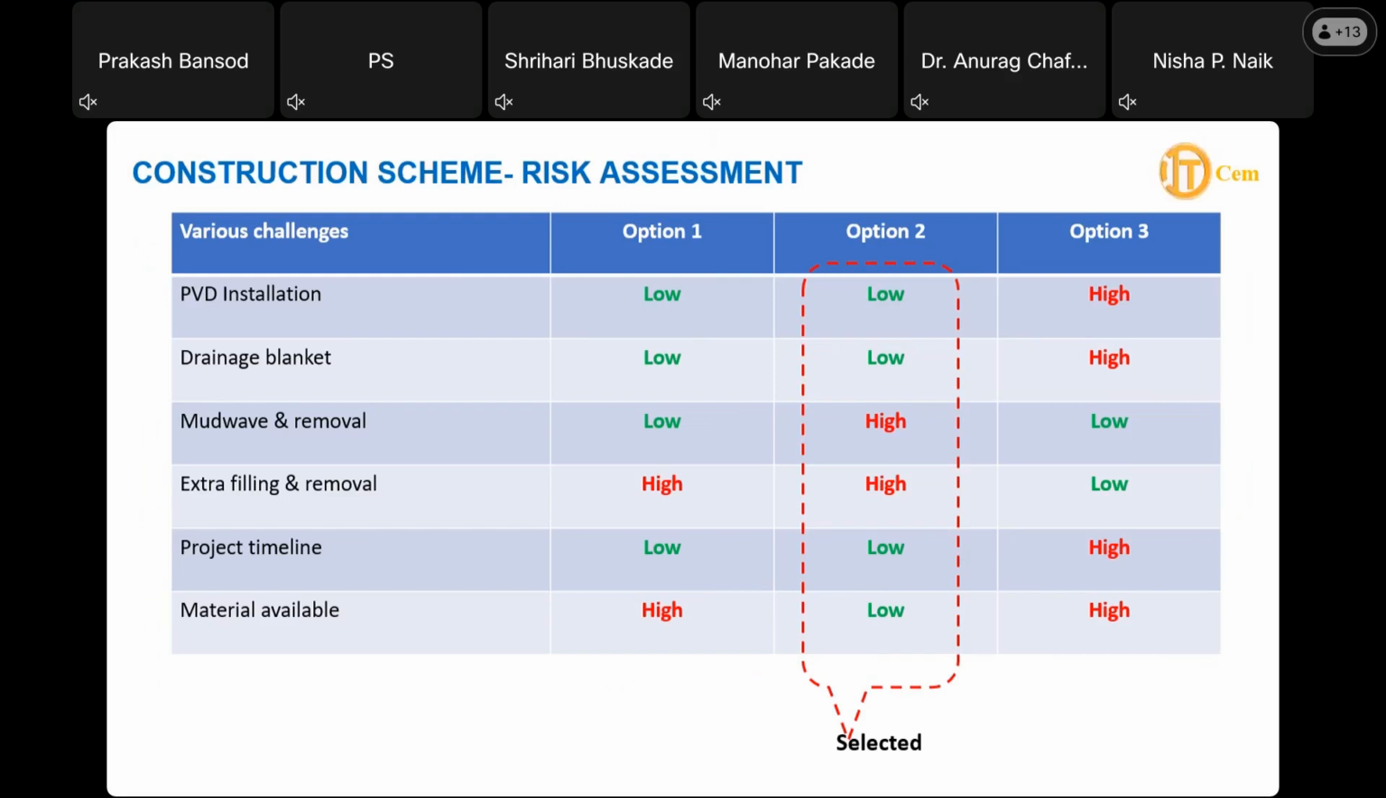So with all these low, high, and other risk assessments, we finally decided we should go with option 2. That is the only one fulfilling the requirement of the project. Otherwise, we will not be able to meet the project requirement.